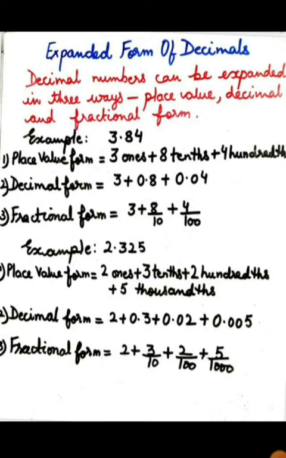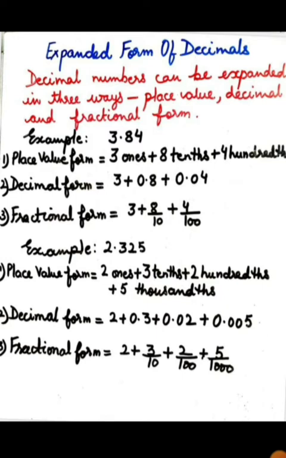Now our next topic is expanded form of decimal. How to write decimal numbers in the expanded form. There are 3 ways in which you can write the given number in expanded form. First is place value form, the second is decimal form, and the third is fractional form. Let us do one example.